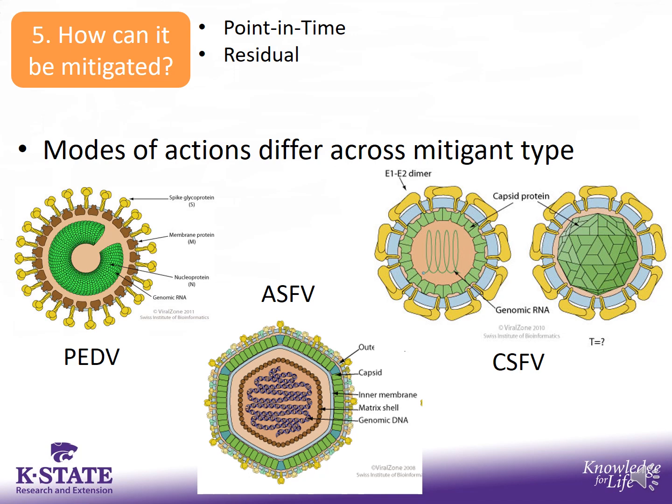First, it's important to point out that modes of action differ across mitigant type. Here on the left, I've demonstrated the viral structure of PEDV. We think that the spike glycoprotein, these yellow structures that are on the outside of PEDV, play a really important part in the ability for mitigants to be effective within PEDV and ultimately to contaminate an ingredient and cause infectivity within a pig. That remains unknown within African swine fever virus and classical swine fever virus. However, both have lipid membranes.